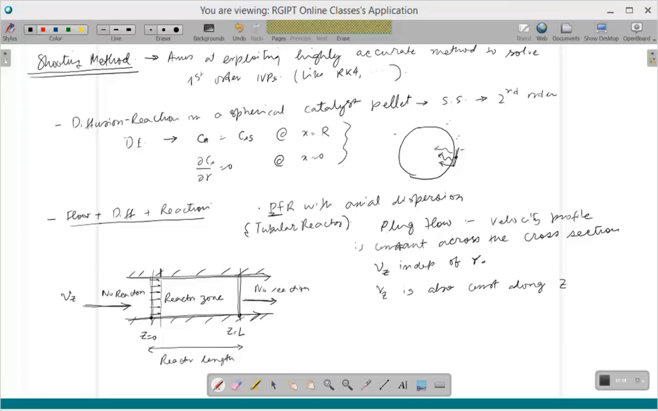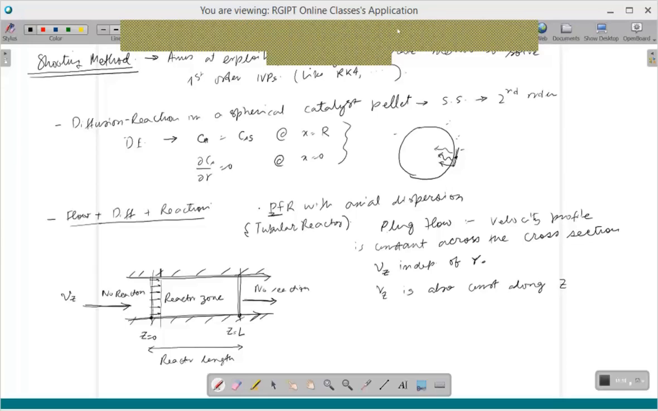Can anyone tell me when this plug flow condition is applicable? When do you get this plug flow happening? In what cases do you expect the velocity profile to have this kind of constant profile? Yeah, turbulent flow. Yeah, that's correct. It's actually a high Reynolds number flow, a turbulent flow.